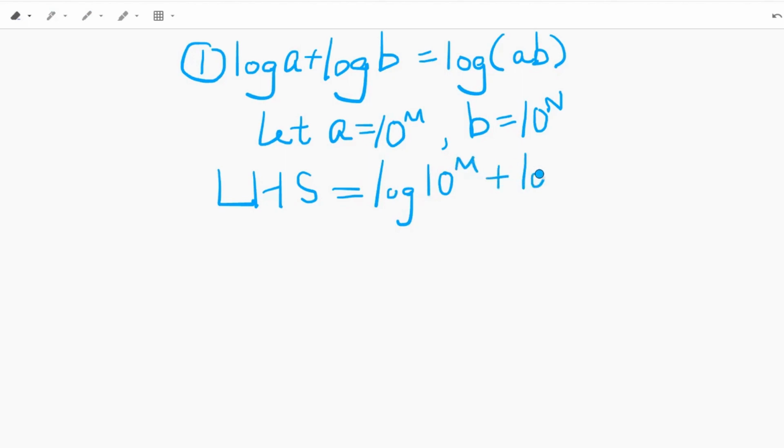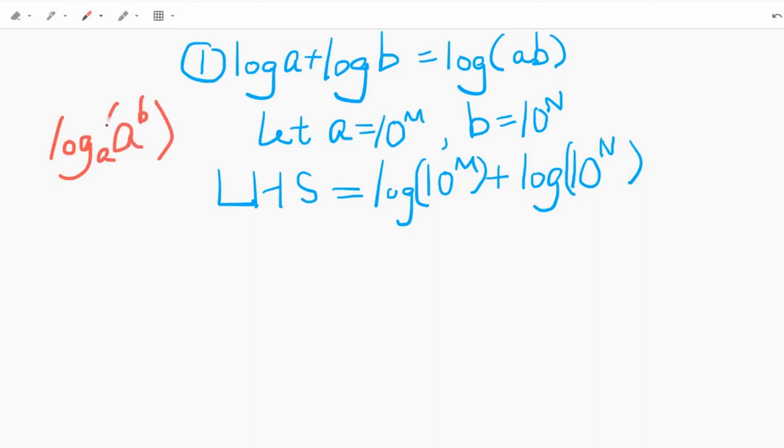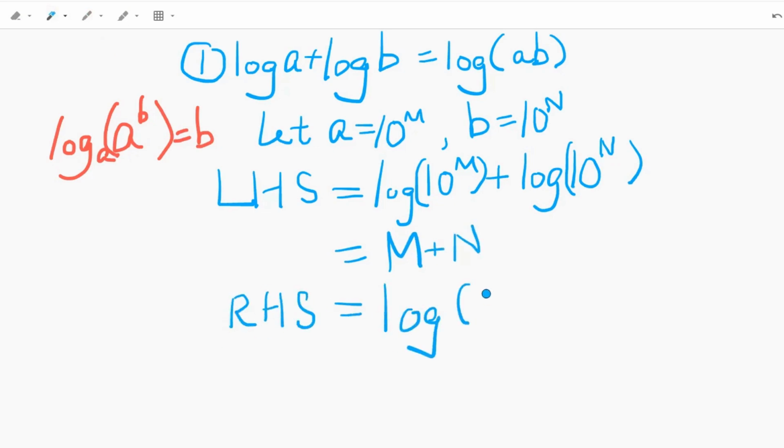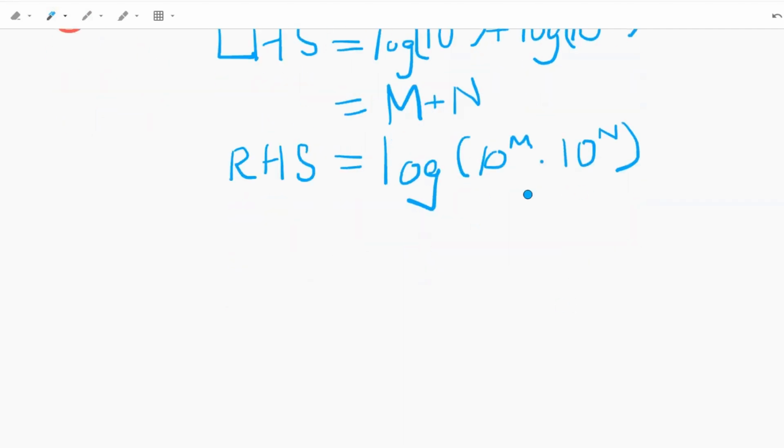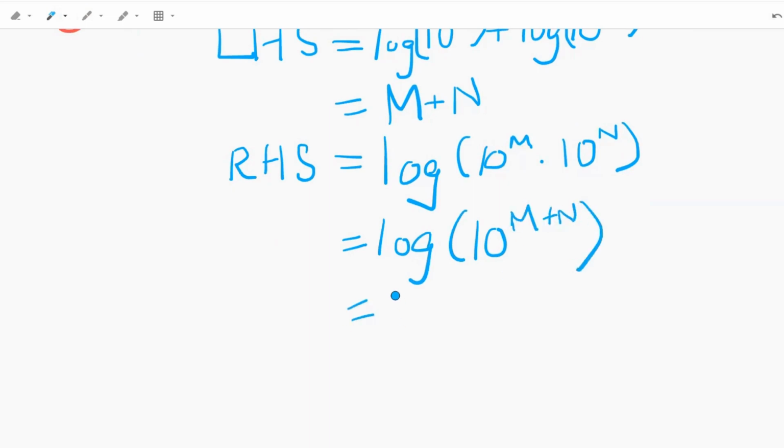Our left-hand side would look something like log 10 to the power m plus log 10 to the power n. If you still remember the rule I just mentioned, it is log base a of a to the power b equals b. So our left hand side would simply be equal to m plus n. As for our right hand side, we can simply add up the powers, and there we go, we have our first identity proved.